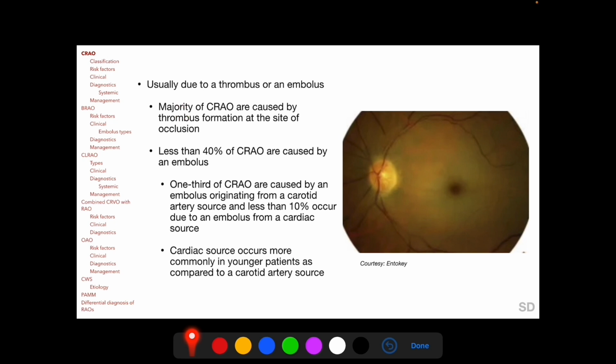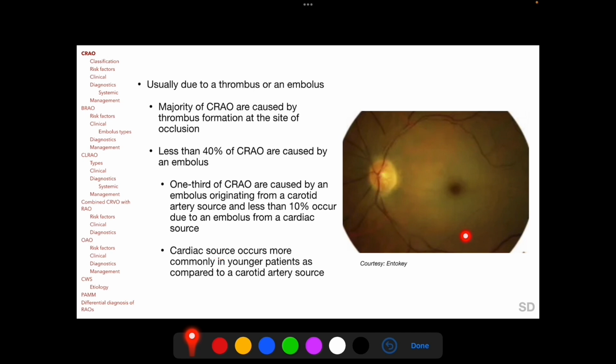The majority of CRAO are caused by in situ thrombus formation at the site of occlusion in the central retinal artery, and a minority, or less than 40% of all CRAO, are caused by an embolus. One-third of all CRAO are caused by an embolus originating from a source within the ipsilateral carotid artery, and less than 10% of all CRAO occur due to an embolus from a cardiac source. Among younger patients with embolic CRAO, a cardiac source is more common than a carotid artery source.